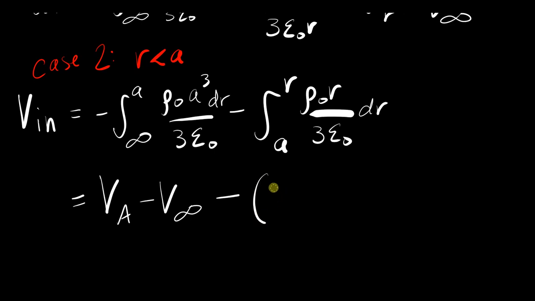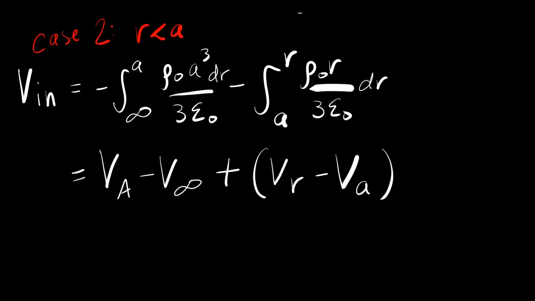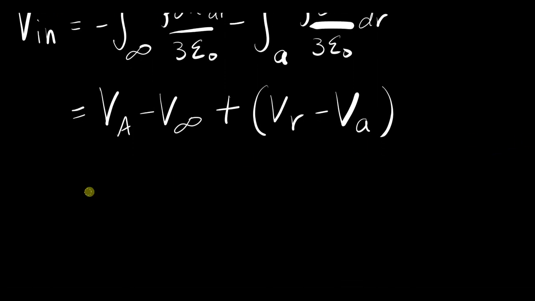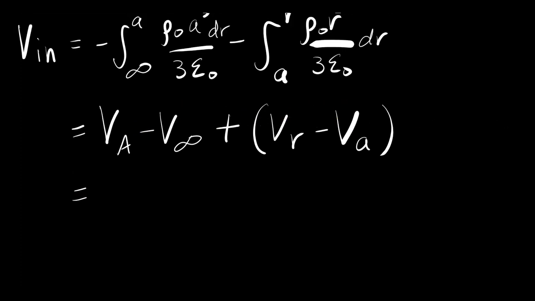minus VR minus VA. Sorry. There should be a plus here instead, okay? Because we're adding the potentials, of course. My bad. I said that myself. Anyway, sorry. So this is what's happening with these integrals here.